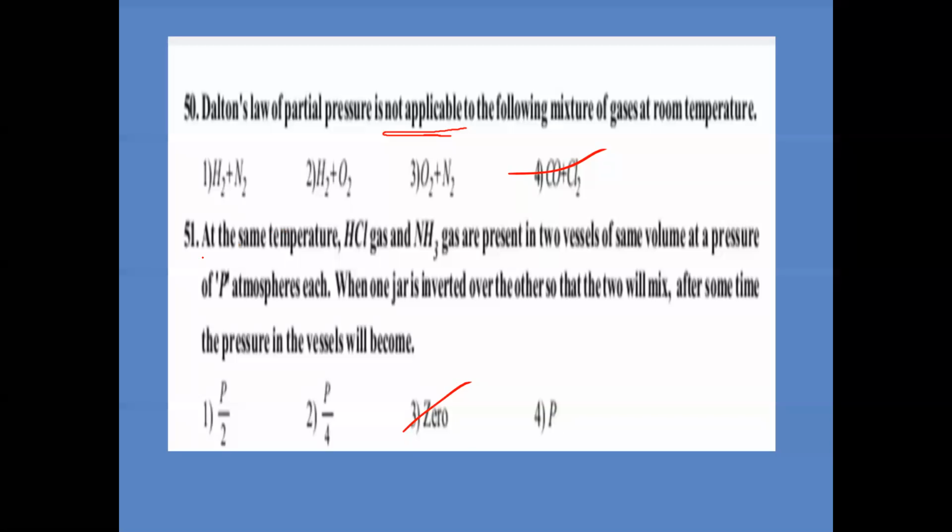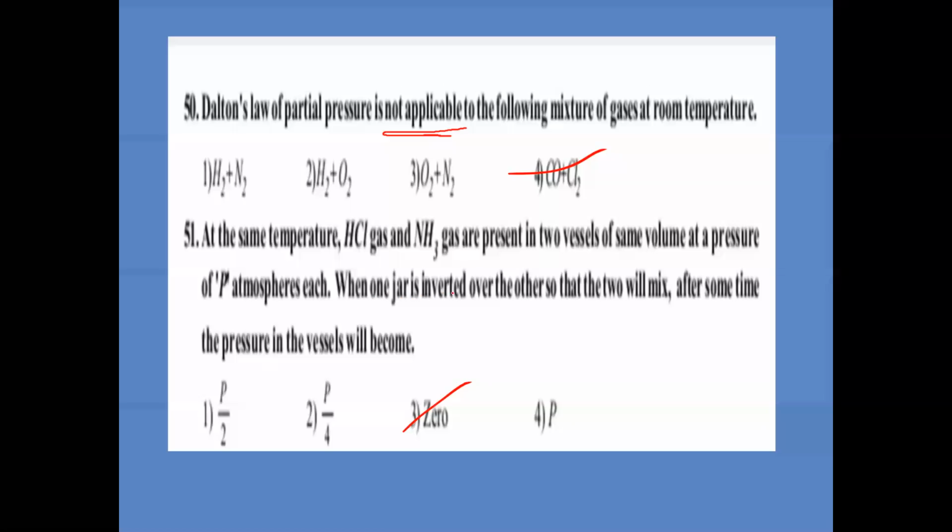Okay, next. At the same temperature, HCl gas and NH3 gas are present in two vessels of the same volume at a pressure of P atmospheres. So HCl gas pressure is P atmospheres, NH3 also P atmospheres. In two different vessels, we have taken two gases.